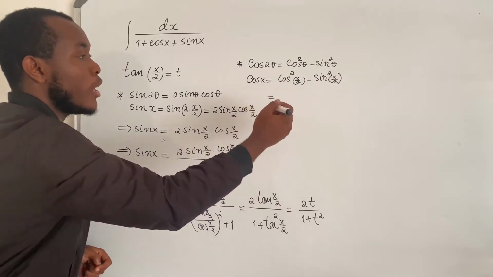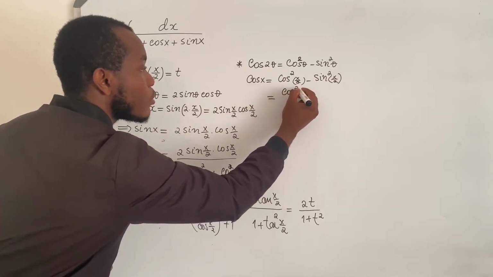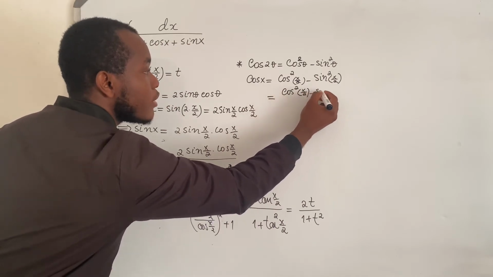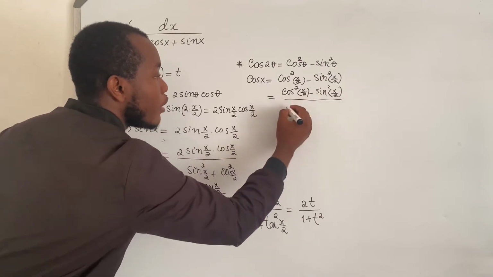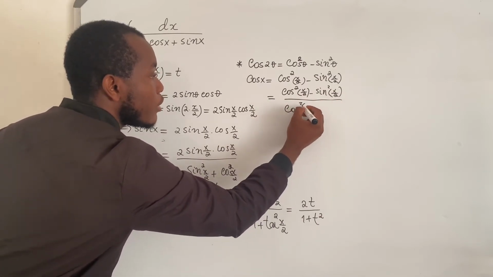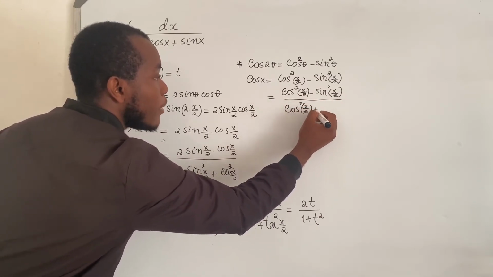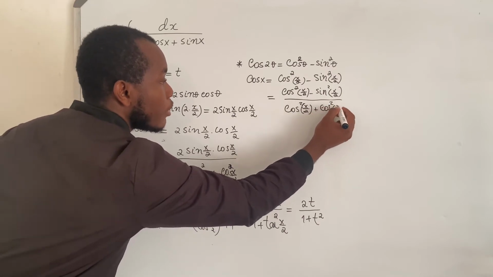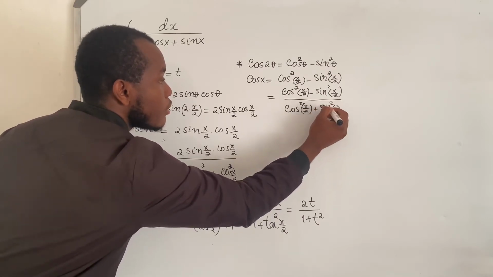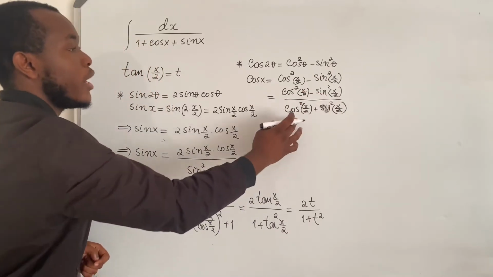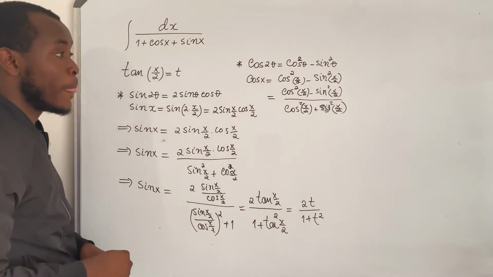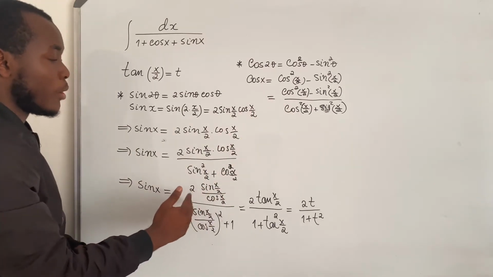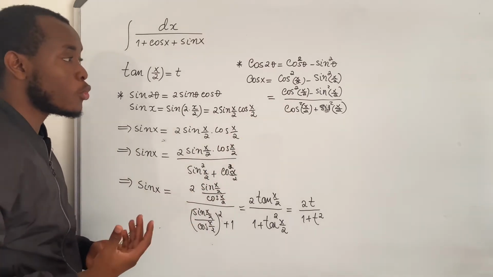Now we know this is being divided by 1. So this is the same as cos squared of x over 2 minus sine squared of x over 2, over cos squared of x over 2 plus sine squared of x over 2. Why sine? Because they add up to 1 according to the fundamental trig formula. Now we can apply the same approach that we applied here, dividing by cos squared.